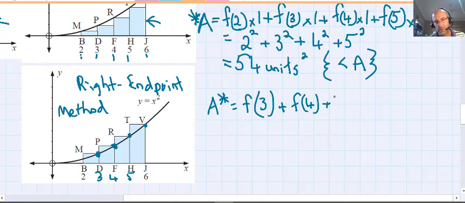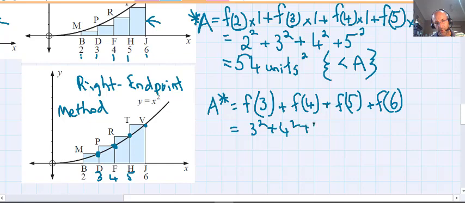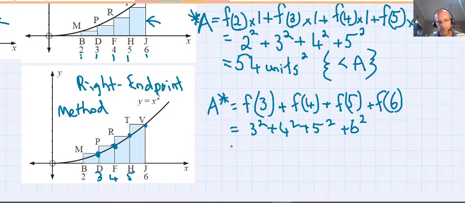So basically we have these inputs here, so up to f of 6, which is different to last time. Okay, and we have 3 squared plus 4 squared plus 5 squared plus 6 squared. That comes to 86 units squared.